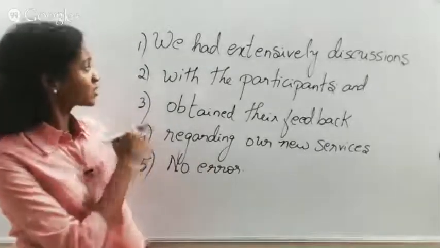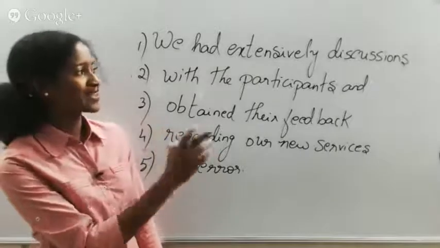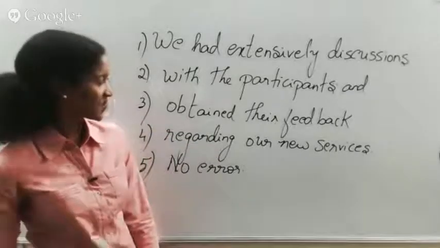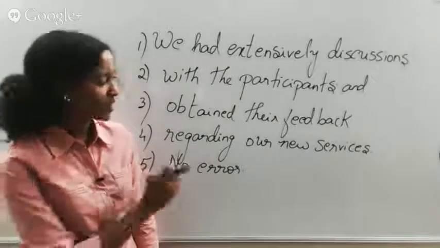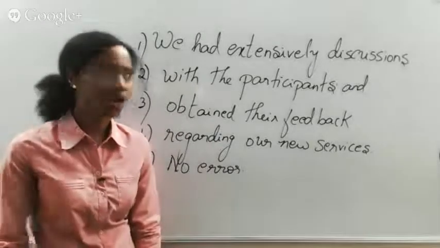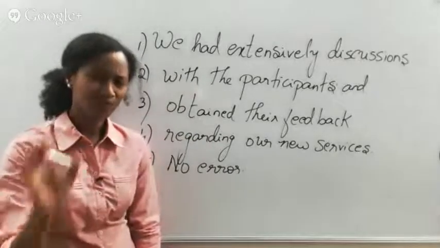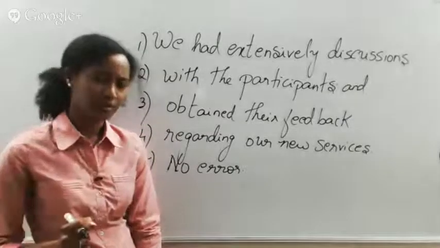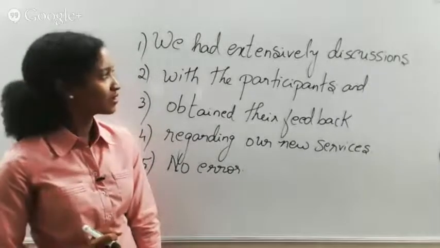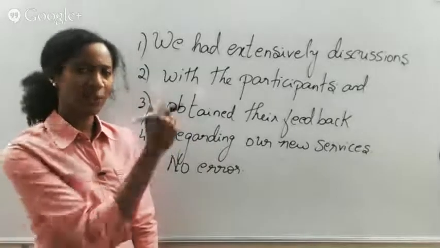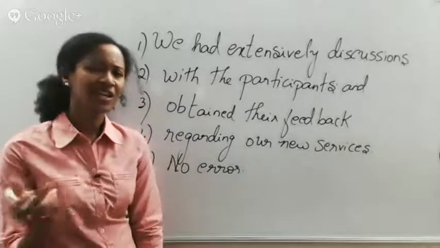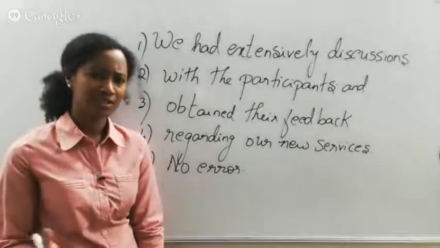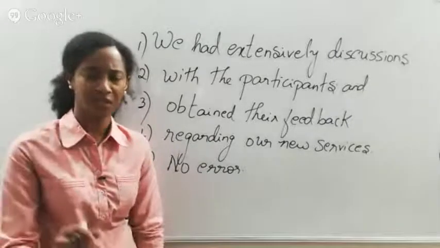Now let's look at this. So we had extensively discussions with the participants and obtained their feedback regarding our new services. This is a sentence broken into 4 parts. Which part do you think has the error and why maybe? If you can explain it, think about it. Let's look at part 1. Which is the noun in that part 1? Easy one to identify. SION, that's the noun, right?